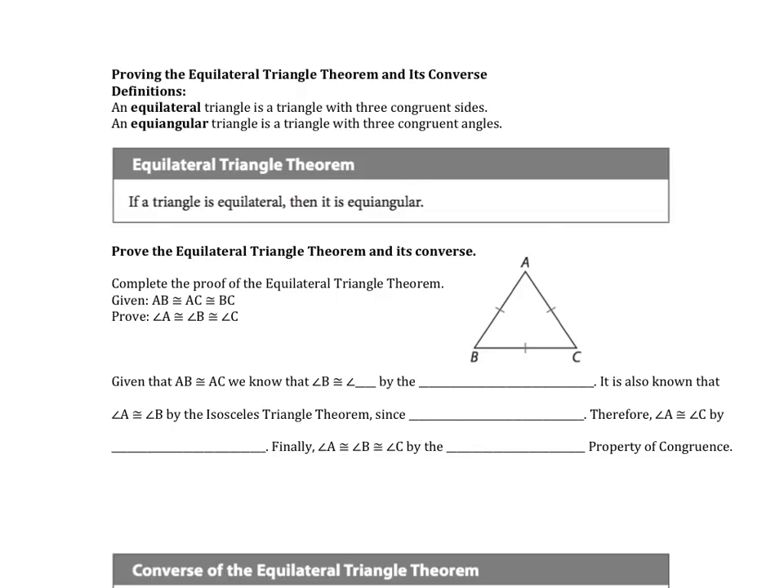And this time we have a paragraph proof that we're going to work through. So here we are given that AB is congruent to AC, which is congruent to BC. And we want to prove that angle A is congruent to angle B, which is congruent to angle C. So given that AB is congruent to AC, we know that angle B is congruent to angle C. And that was what we just proved. So that is our isosceles triangle theorem.